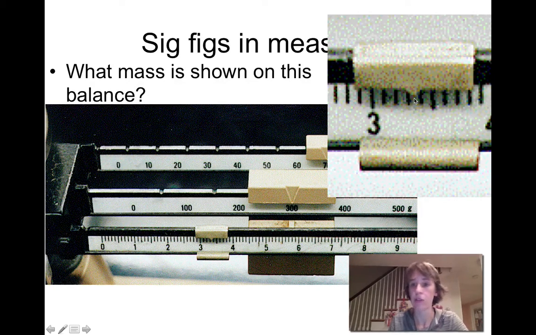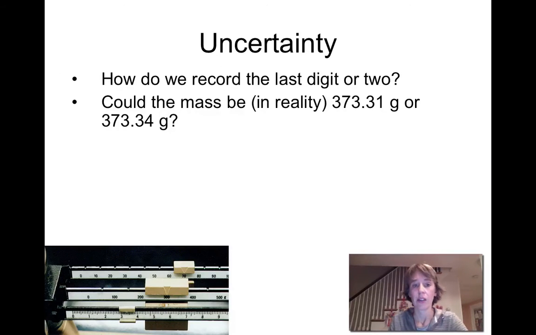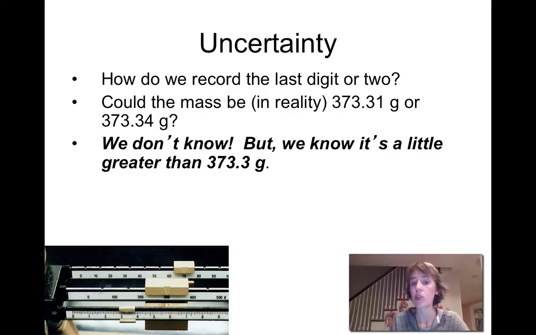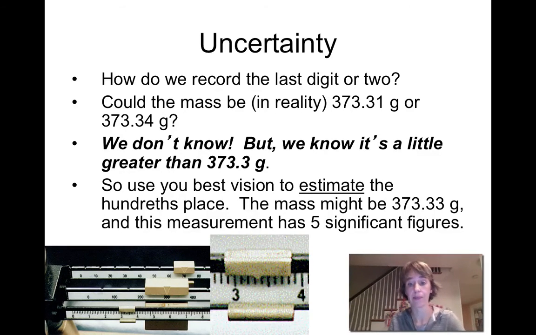I don't know it for sure, but I'm going to guess it's maybe 373.35, 0.33, somewhere in there. So yeah, I can't be sure if it's 0.31, 0.34, it's somewhere in there. But we do know it's a little bit greater than 373.3, so we don't want to just leave it as 373.3 grams. So just use your best vision to estimate that last place. And yes, this measurement should have 5 significant figures.